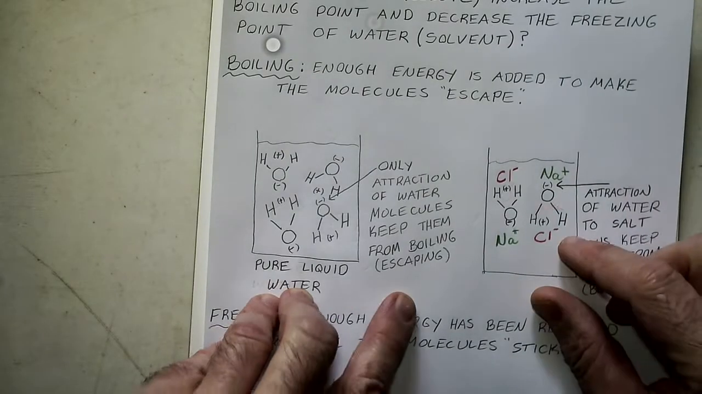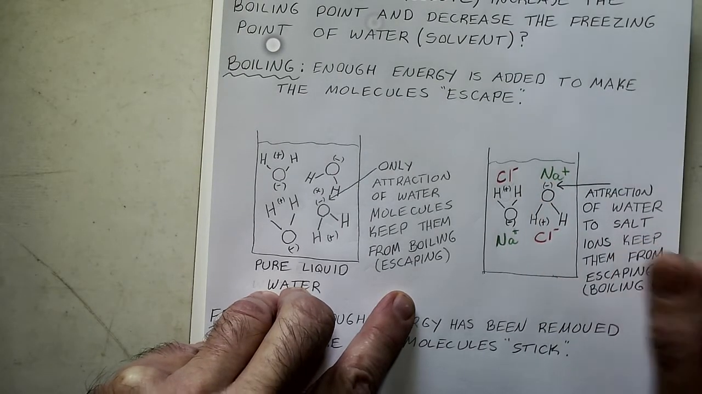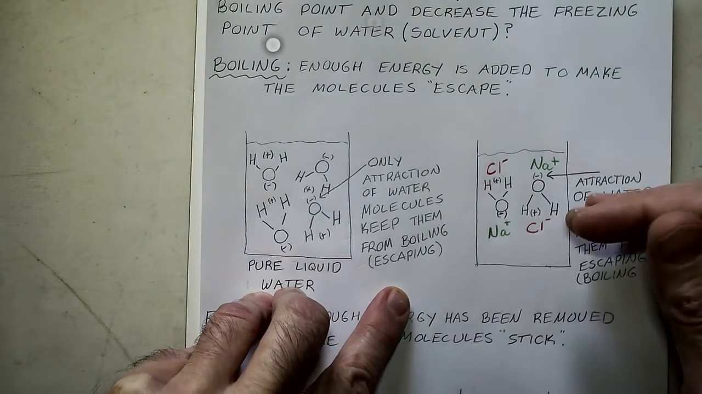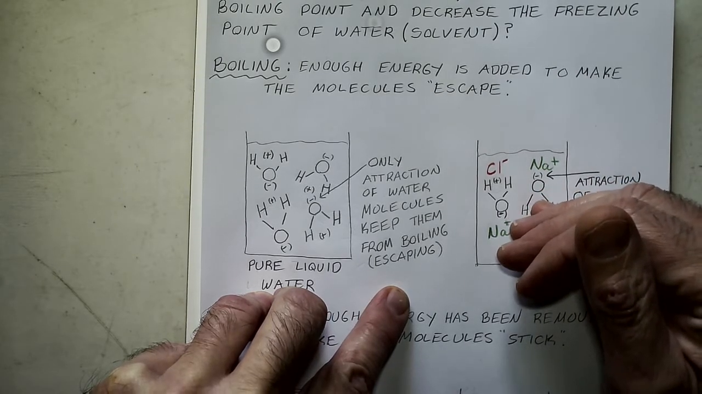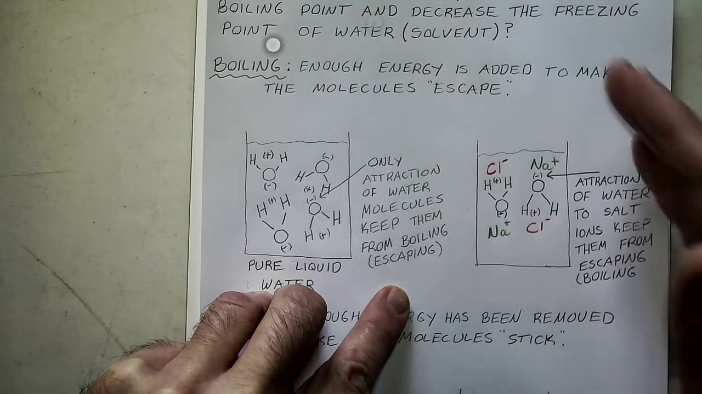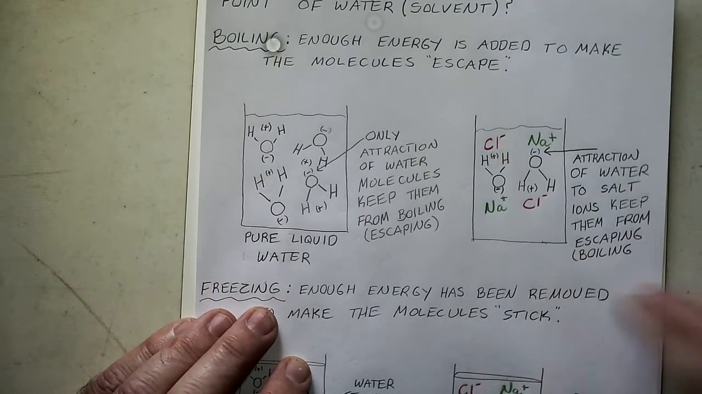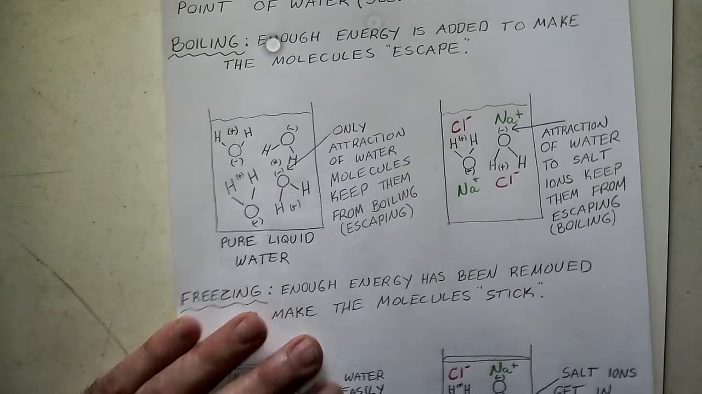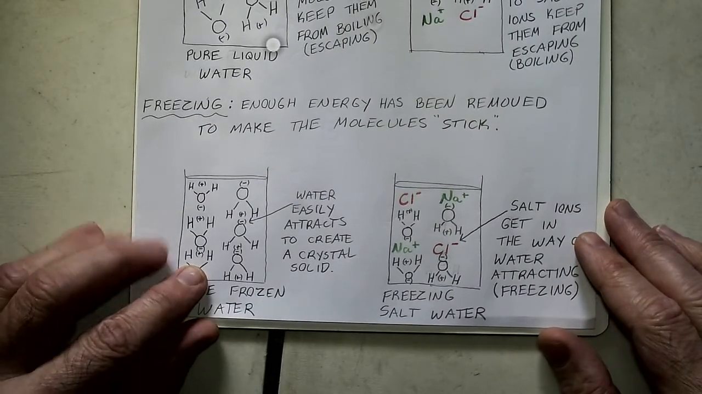Right? If you have salt in the water, and salt is ionic, so it has positive and negative charges on it, the water wants to stick to the chlorine and the sodium ions, so the salt actually keeps the water down in the container and keeps it from escaping. So it takes more energy for the water to escape. So the attraction of the water to salt ions keeps the water from boiling. Right? Oh, dear, I forgot to do that right there. There we go. Okay, now freezing, it's a little bit more complicated, but not too terrible.